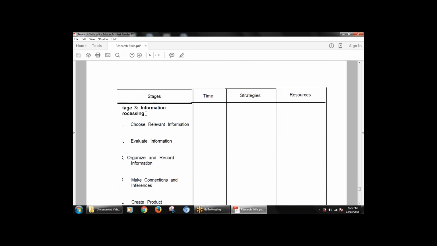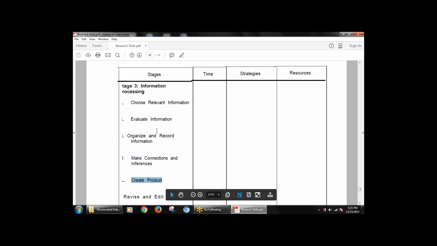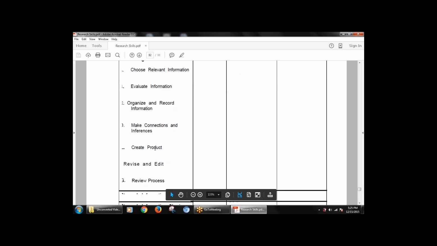Then stage number 3 is the information processing. So choose the relevant information, evaluate information, organize and record information, make the connections and the inferences, and create the product. So these are the 5 major points that are covered under the information processing.